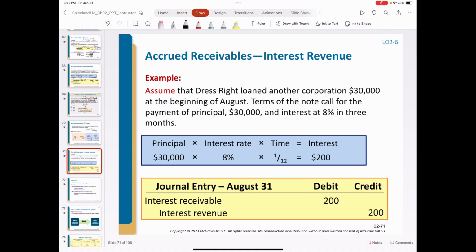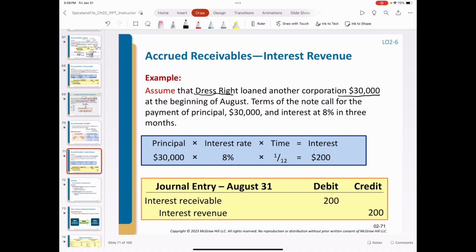Example, accrued interest revenue. So here, the company is a creditor, the lender. This example is for the same company, Dress Right, but it is for August. Okay, so this example is independent from the prior example. The prior examples are all adjusting journal entries in July, right?